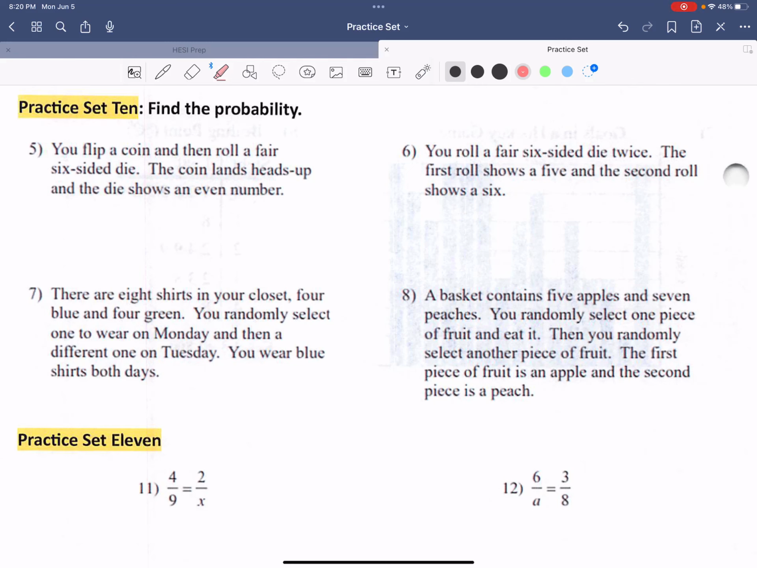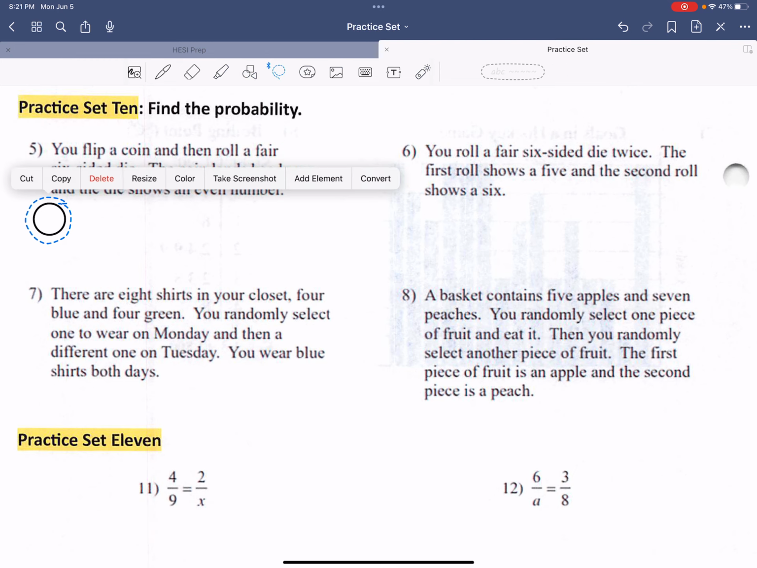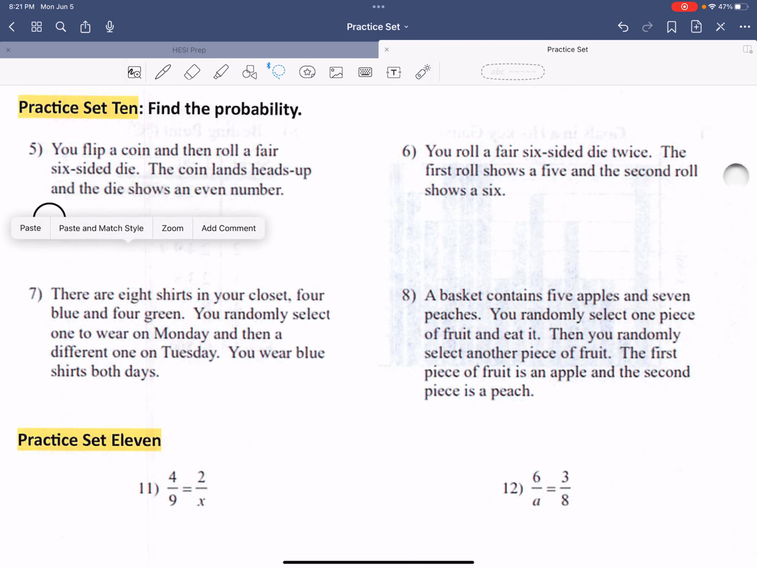Practice set 10. Find the probability. You flip a coin and then roll a fair 6-sided die. The coin lands heads up and the die shows an even number. Well, think about the coin. A coin has 2 sides. Assuming it's a fair coin, one side is heads and one side is tails. And we want the probability that it lands heads up.